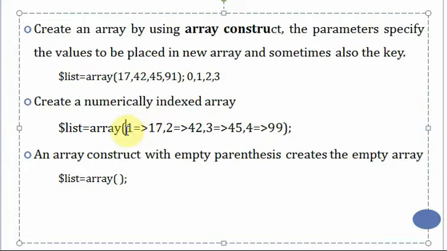So you can see here what the key values are. List of 1 will have 17, list of 2 will have 42, list of 3 will have 45, list of 4 will have 99. So that is the next example. In the next case, an array construct with empty parentheses will create an empty array. You can see here, you are using the array construct and you have not passed any value. In that case, an empty array is created.